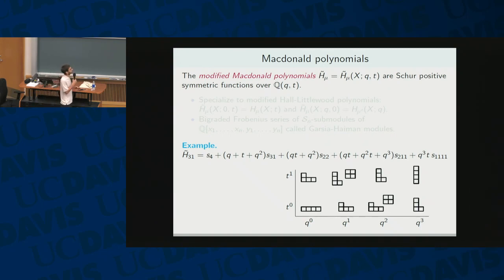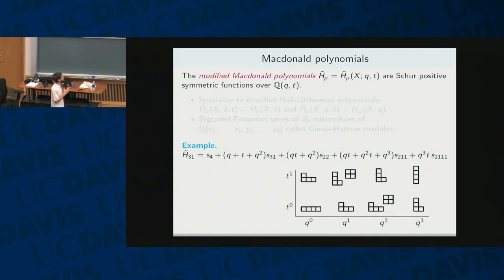Macdonald polynomials originated in the 1980s with studies of Macdonald on certain symmetric functions called Jack polynomials. So there are a 2-parameter generalization of Jack polynomials, as well as Hall-Littlewood polynomials, a certain variant of these modified Hall-Littlewood polynomials. These functions studied by Macdonald are often denoted P, Q, or J in the literature. We're going to work with a variant called the modified Macdonald polynomials, which Garsia and Haiman worked on a lot in the 90s. These are denoted H tilde mu.